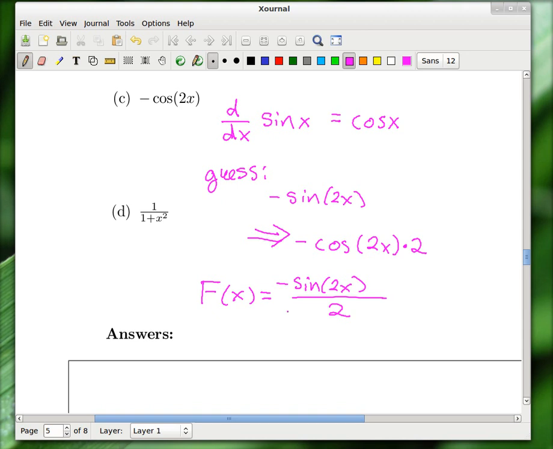Okay, so that works. So you can just check that if you take the derivative of this, then you get minus cosine 2x, the 2 pops out, but then this tiger trap 2 is there to kill it, and so this becomes minus cosine 2x as desired. Alright, so there's the cosine one.